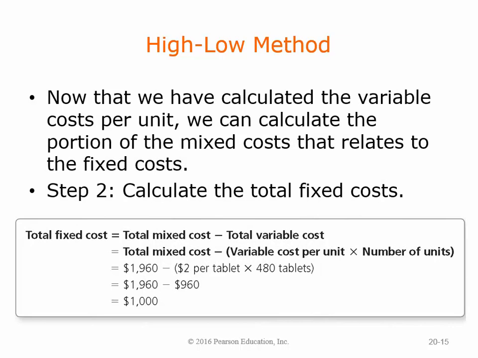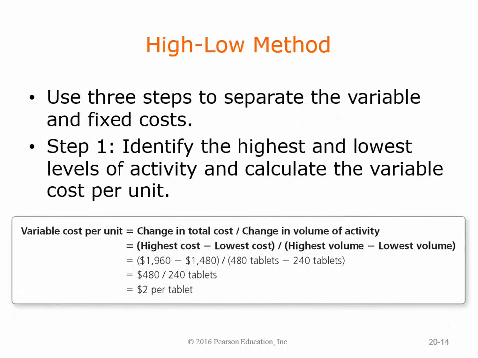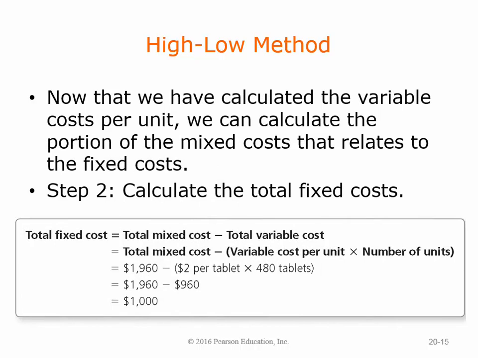Once we know our variable cost, we can find our fixed cost, which is the total fixed cost equals the total mixed cost minus the variable cost. So our total mixed cost, we took that as our high point. Theoretically, you could use your low point too. You could use either one of them, but I always just use the high to be consistent. And then we take our variable cost per unit times the number of units.